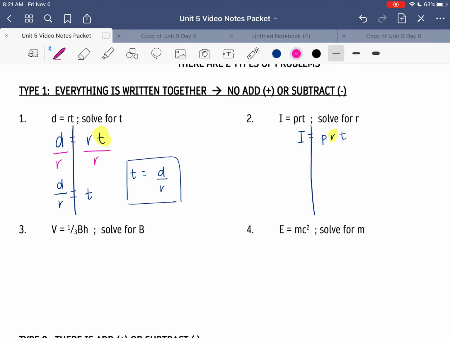I think these are easiest. Sometimes you can just do them in one step. Right now I have P times R times T. To move the P and the T, the opposite of multiplication would be division. I'm going to do them both at the same time. I'm going to divide by PT, and same thing on the other side. Just like the last example, we really can't clean up that left side much. We would say I over PT equals R, and that would be my final answer. When I solve for R, I get I divided by, or over, PT.